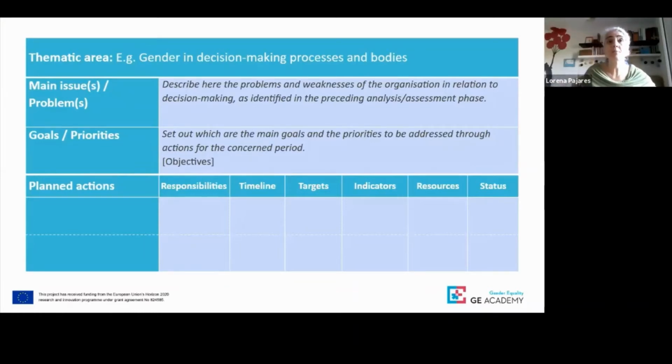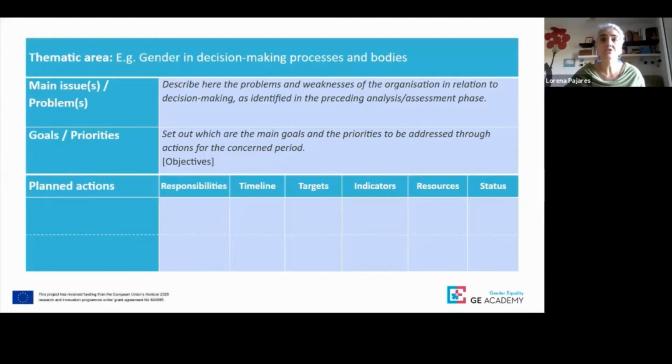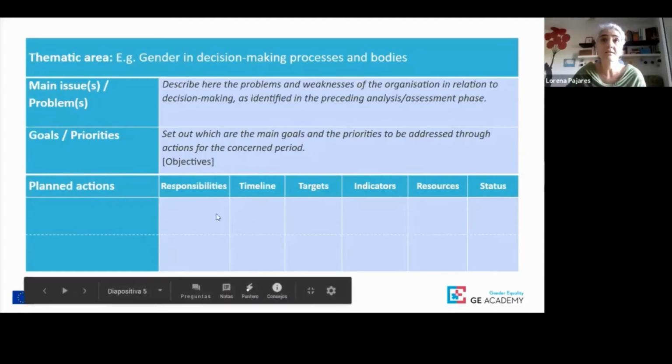Then we need to set up our goals, our priorities, our objectives to tackle those problems. They should specify what we want to achieve here, and they should clearly define the positive outcomes that we want to reach. Then here we put our measures, our planned actions. So we describe the measures of our gender equality plan according to a defined timeline, as we said last week as well.